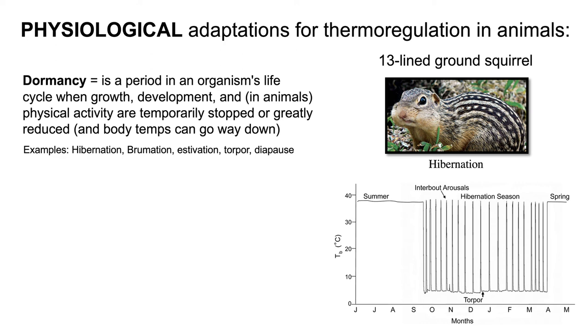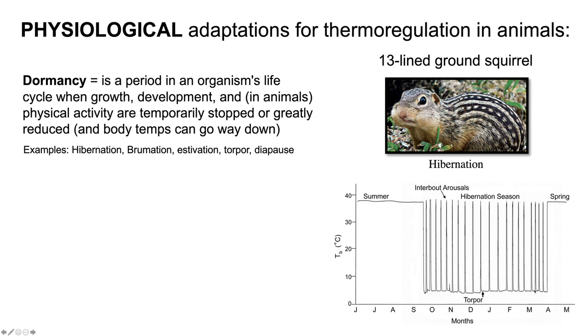So when we talk about things like hibernation, we can look at this example in this 13-lined ground squirrel, where you can see its normal temperature in the summer. So here we're looking at the body temperature of a typical 13-lined ground squirrel. And then we can see in the summer period, it stays up around 38 degrees. And in the springtime, it's up around 38 degrees. And then you have this hibernation period from October through about April, where its resting body temperature goes down to about 5 degrees. And it has these little spikes where it has interbout arousals, which basically means it's waking up for a little bit. But for the most part, its body temperature stays way, way down.